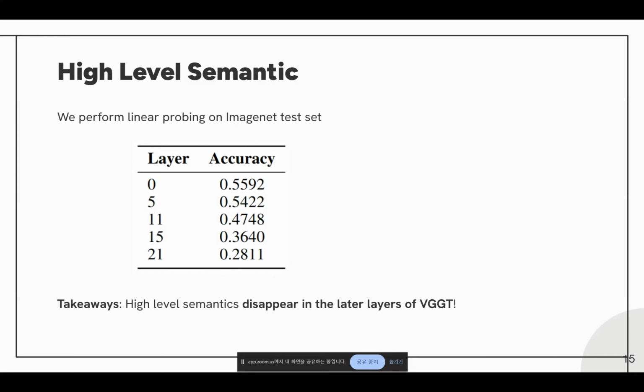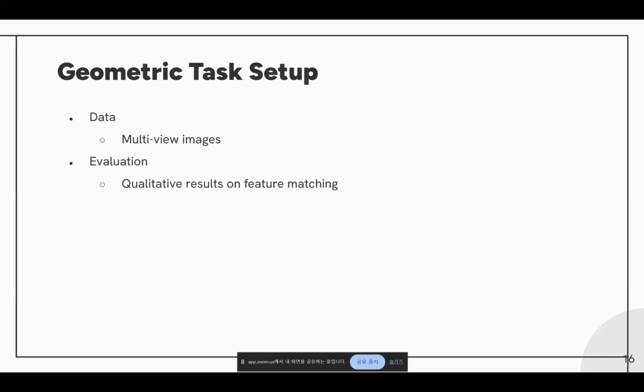It turns out that in the first few layers of VGGT, which are basically very similar to the DINO layers, the accuracy was very high. But at the later layers of VGGT, the high-level semantics disappeared, shown by the decreased accuracy in our linear probing evaluation. And for the geometric task, we use multi-view images and qualitatively looked at results on feature point matching.